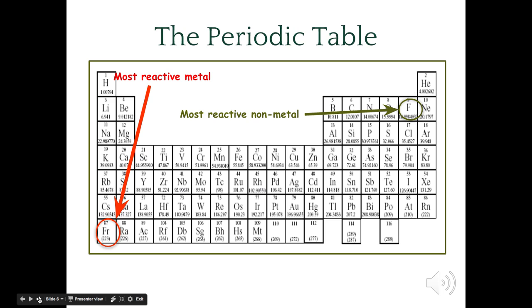Now, when you look at the most reactive metal and the most reactive non-metal, those elements are francium and fluorine. Francium is at the lower left of your periodic table. Fluorine is at the upper right corner of the periodic table. These are the 2 most reactive elements on the periodic table. Francium being the most reactive metal and fluorine the most reactive non-metal.